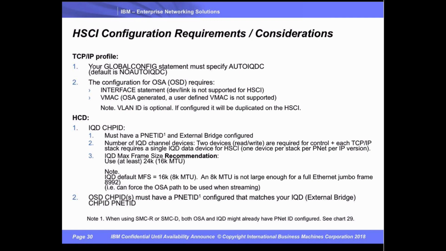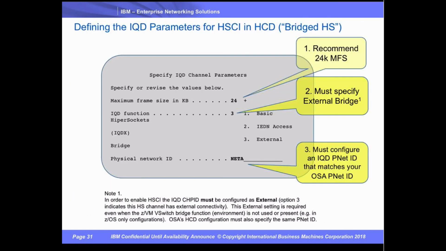All right, moving on to slide 31. This just shows an example of the HCD screen that you'll see for configuring your IQD parameters. The first is it'll default to 16K as the maximum frame size, but we're recommending you code 24, but that's optional. The next two parameters are required. So for the IQD function, you must specify option 3, which is the external bridge function, which allows it to operate in layer 2 mode. And the last bullet is the physical network ID. In this case, it's specified as NETA, and that must match your OSD channels or interfaces that you're associating with.